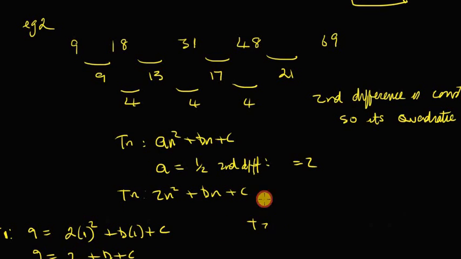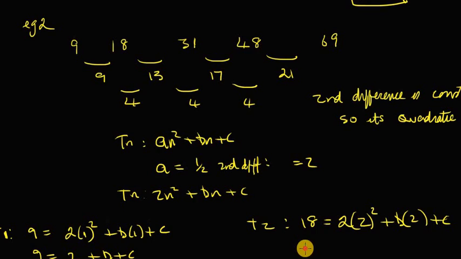So now let's look at t2. Well, t2 is equal to 18. And 18 is equal to 2 times, well, n is equal to 2, 2 squared, plus b by n, which is 2, plus c. That means that 18 is equal to 2 2s are 4 by 2 is 8, plus 2b plus c. And finishing that off, I'm going to get 10 is equal to 2b plus c.